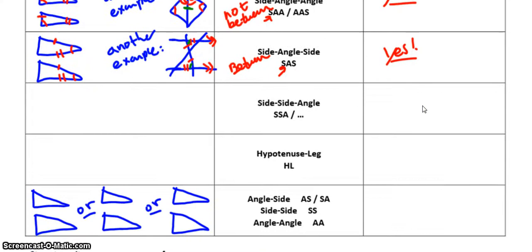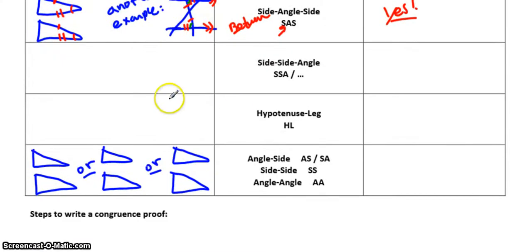We're going to skip side angle and hypotenuse leg just for a second and come down here to angle side angle, and I'm actually going to add my own here. Make sure you put this in. Angle, angle, angle. Okay, so angle, angle, angle. And so none of these actually work. So right off the top, let's just write no.